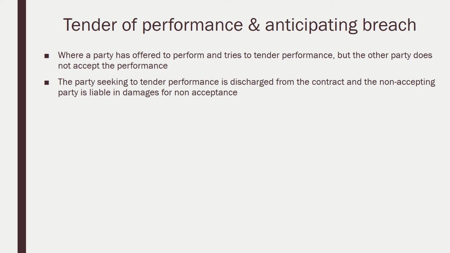But if you're unable to perform because you're being prevented from doing so, so you've tried to either offer to perform and that's been refused, or you've been unable to perform, then this could enable you to actually sue the other party for non-acceptance of your performance. And this part, arguably a small part of performance, is referred to as tender of performance.